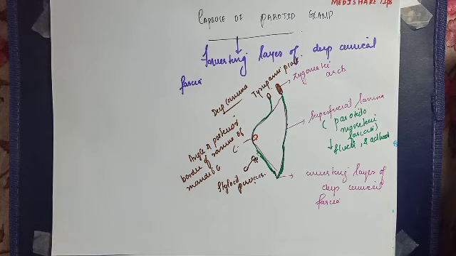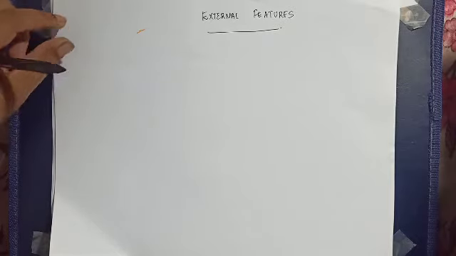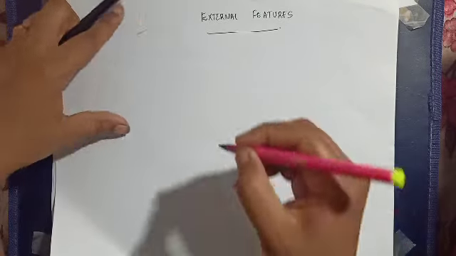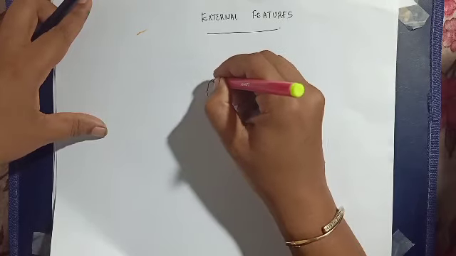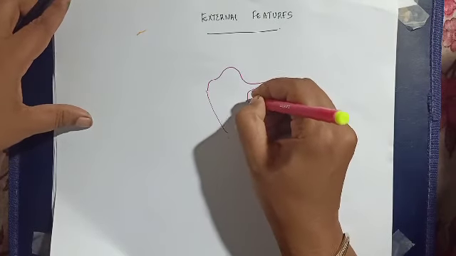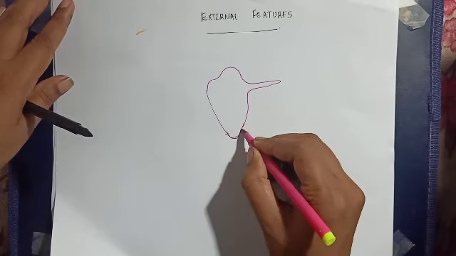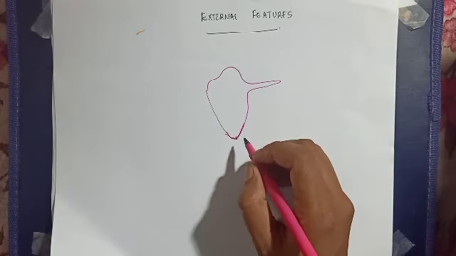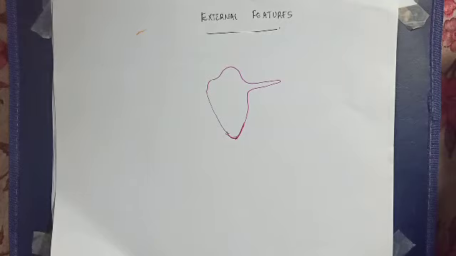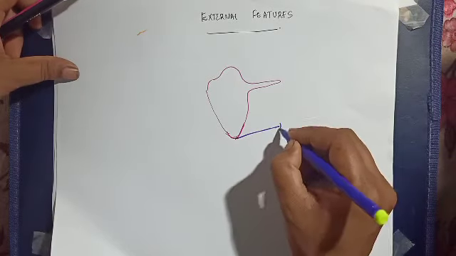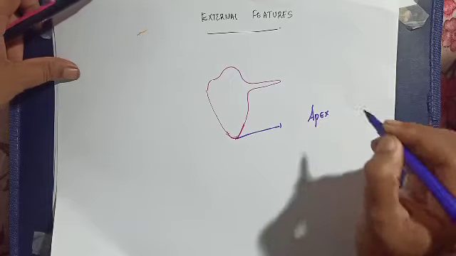Now we'll go into the external features of the parotid gland. External features means I want to emphasize the surfaces and borders of the gland here. So how many surfaces and borders for this gland? Actually it is located like this. The gland has an apex here, which is directed downwards. So this is the apex of the gland.